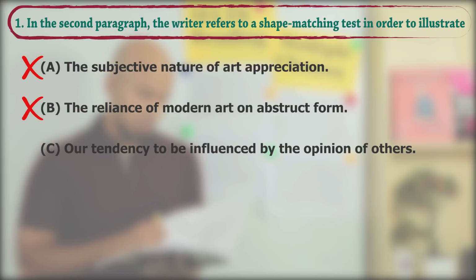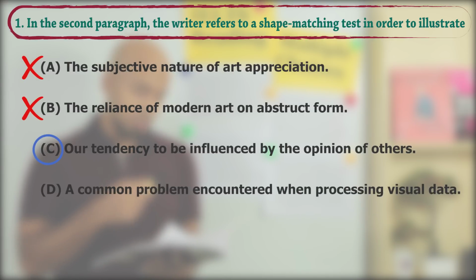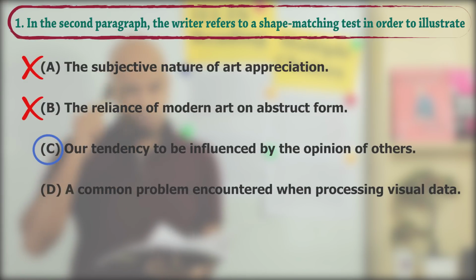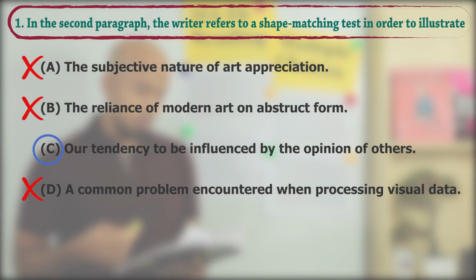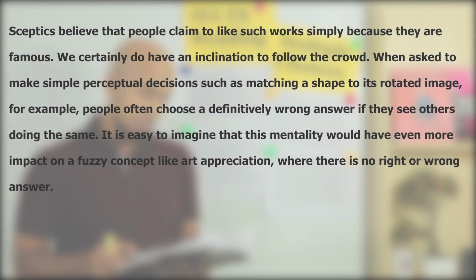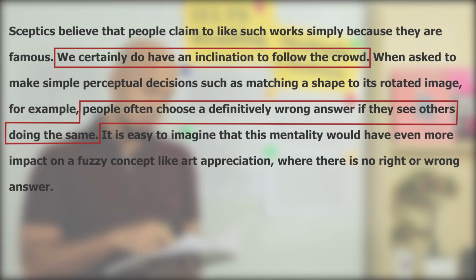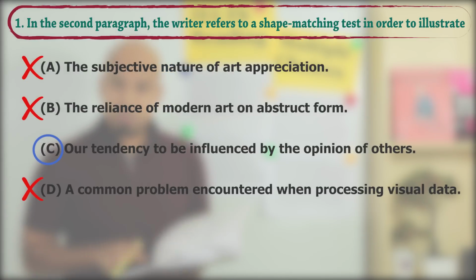Now if I go back to the question to check what the writer refers to with a shape matching test, I am going to read A, B, C and D. A says the subjective nature of art appreciation. I think we can eliminate this option easily because it is all about the subjective nature. Number B, the reliance of modern art on abstract form. I didn't find anywhere the modern art on abstract form, so we can also eliminate B. Number C, our tendency to be influenced by the opinion of others. I think this could be the answer, but I also can read D, a common problem encountered when processing visual data. I don't think we find it anywhere, a common problem, the visual data. Rather, we found two sentences. One is, we certainly do have an inclination to follow the crowd, and in the other sentence we found people often choose a wrong answer if they see others doing the same. So the answer should be number C.